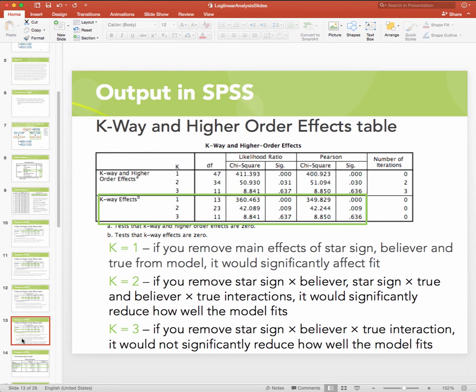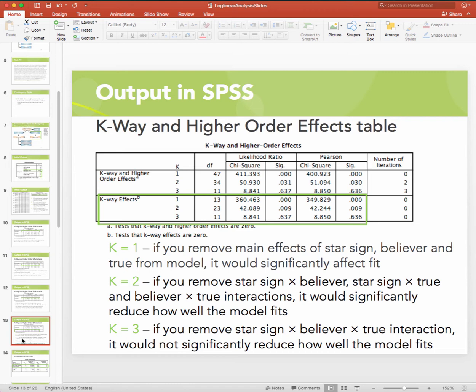Now the next part of our table expresses the same thing but without including the higher order effects, so we call it the K-way effects. It lists tests for when K equals 1, 2, and 3. The first row, K equals 1, therefore tests whether removing the main effects, which are the one-way effects, has a significant detrimental effect on our model, and our p-value is less than 0.05, indicating that if we remove the main effects of the star sign, believer and true from our model, it would significantly affect the fit of the model. In other words, one or more of these effects is a significant predictor of the data.